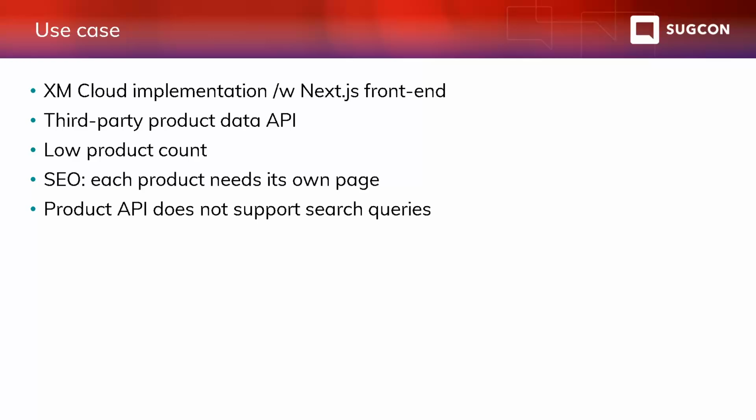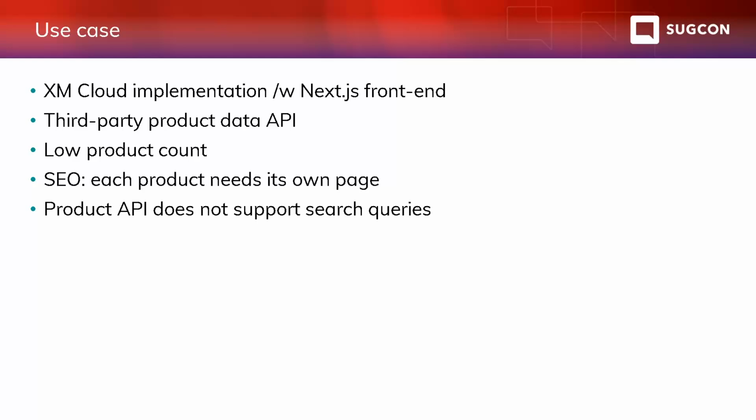I have a use case where I'm using XM Cloud with a Next.js frontend, and I have a third-party product API. You would say, oh, Discover, or maybe you have an e-commerce tool to manage those products. But this customer already has their own e-commerce solution to manage the products, and it's a very low product count. So it doesn't really justify buying an e-commerce tool for that. But I still want to be able to search through that. And this is a requirement from the SEO team.